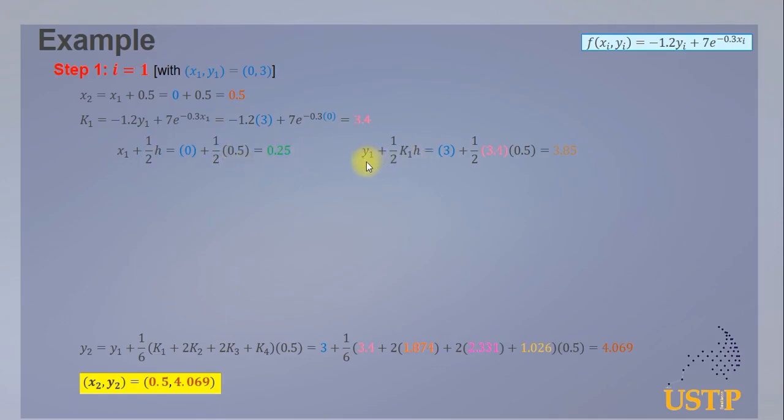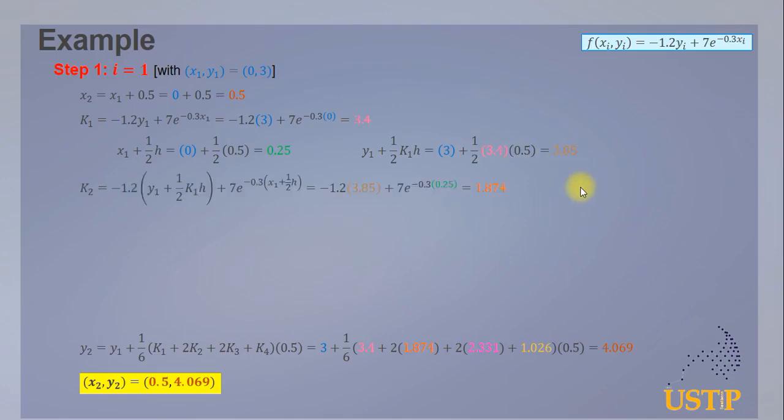And then, y1 plus 1 half k1 h equals to, y1 nato is 3. Then, k1 nato is equal to 3.4. Then, h nato is equal to 0.5. So, simplifying kini siya na expression, we have 3.85.